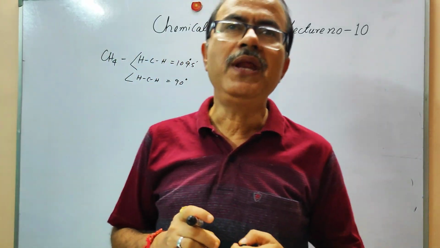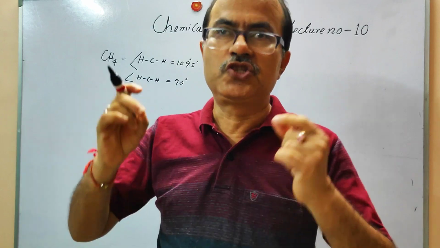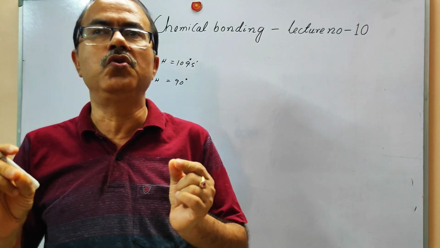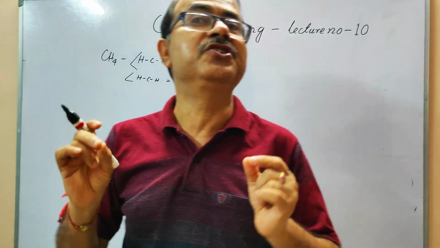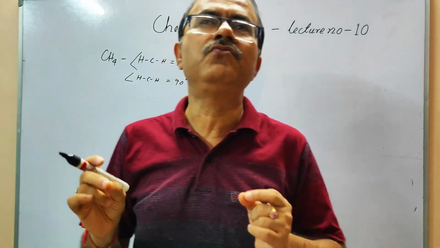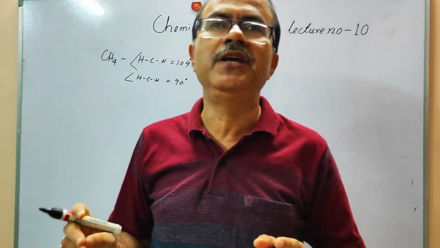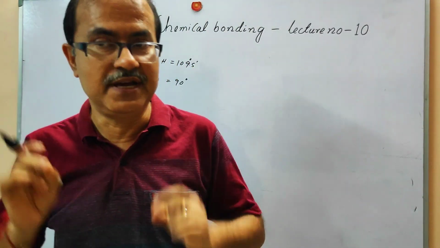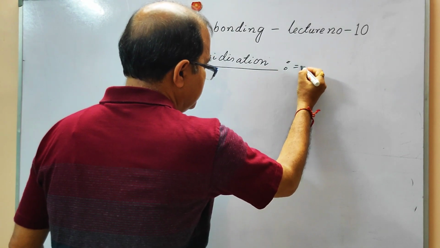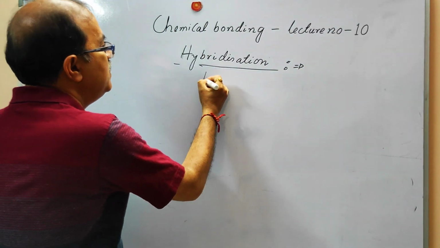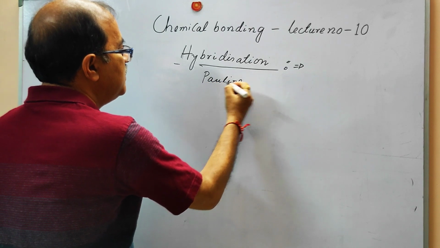For that, Pauling introduced a new concept to explain the shape of the molecule very accurately, that is hybridization. So in this lecture, we are going to discuss this very important topic in the chemical bonding chapter, that is hybridization. The hybridization concept is given by Pauling. And what is hybridization? Let us first understand.